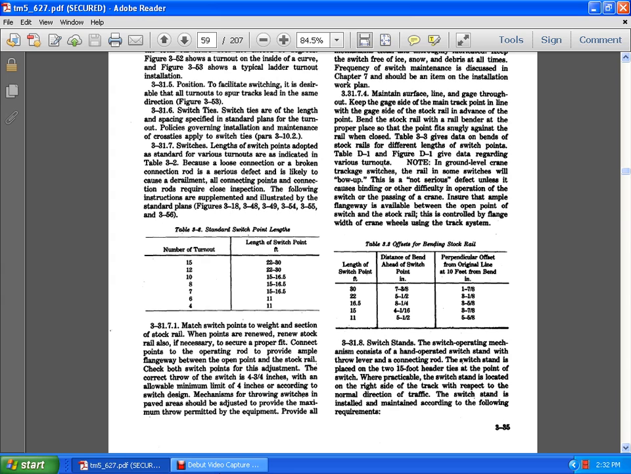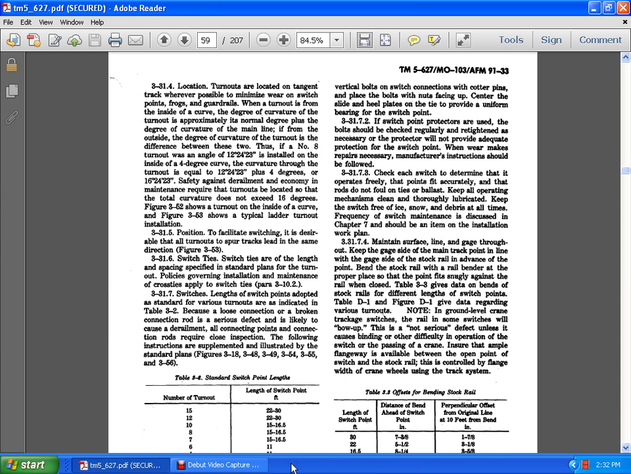Mechanical throwing switches in paved areas are adjusted to provide the maximum throw permitted to the equipment. Provide all vertical bolt switching connections with cotter pins, placing the bolts in the facing up center and the side heel plates, and provide uniform bearing on the switch points. 3.31.7.2 If switch point protectors are used, the bolts are checked regularly and retightened as necessary to provide adequate protection of the switch point.